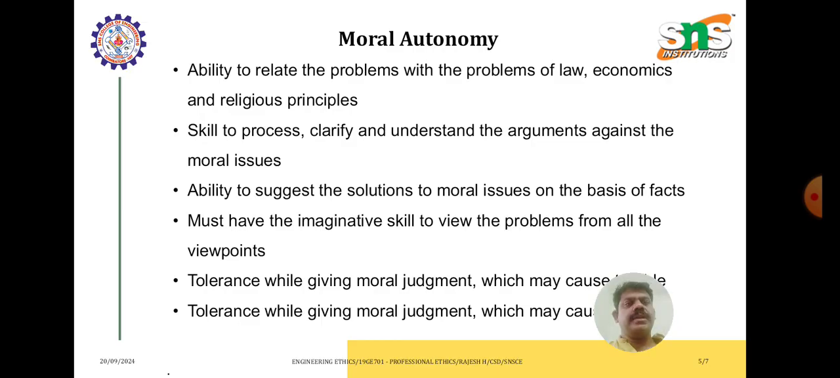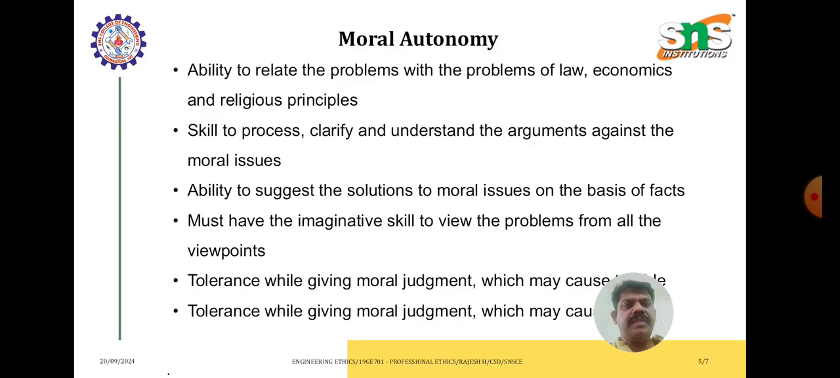So what is moral autonomy? It is an ability to relate the problems with the problems of law, economics, and religious principles. Autonomy is also understood as a skill to process, clarify, and understand the arguments against moral issues. Also, autonomy gives the ability to suggest solutions to moral issues on the basis of the facts.